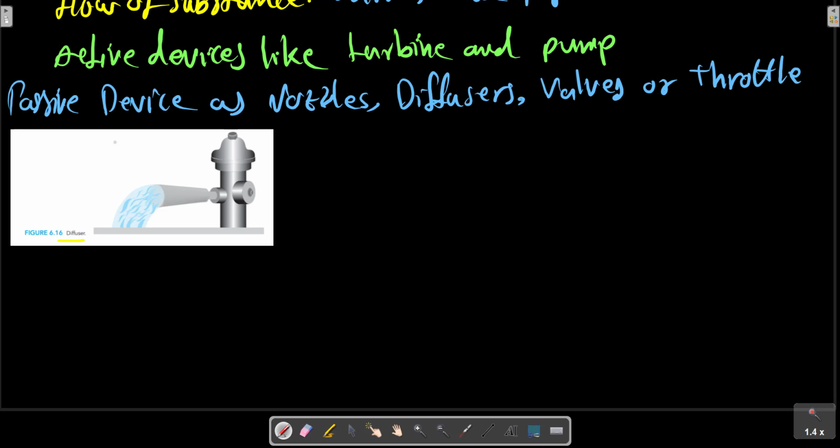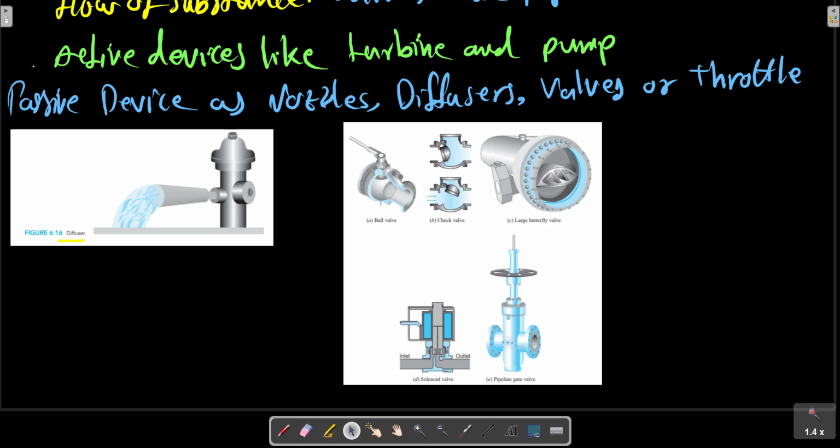A flow is normally controlled by operating a valve that has a variable opening for the flow to pass through, with a small opening representing a large restriction, and a large opening allowing the flow to pass through freely with almost no restriction. There are many different types of valves shown in the picture here: ball valve, check valve, large butterfly valve, solenoid valve, and pipeline gate valve. Various valves can be used with a diffuser to deliver a low velocity stream of liquid.